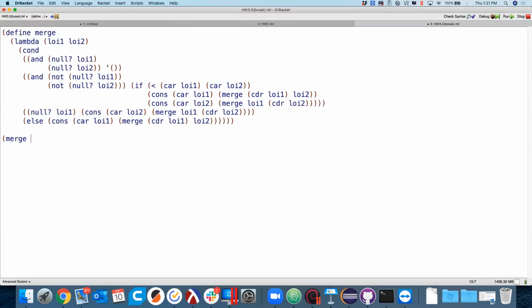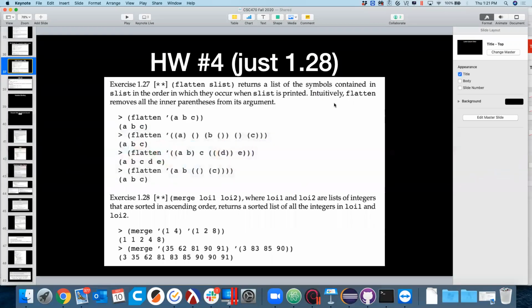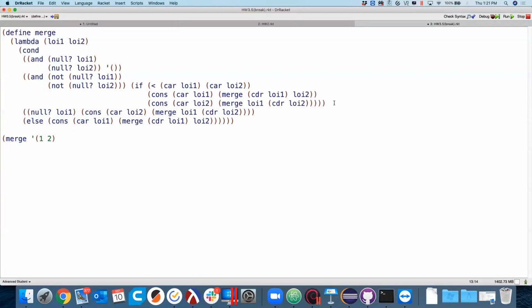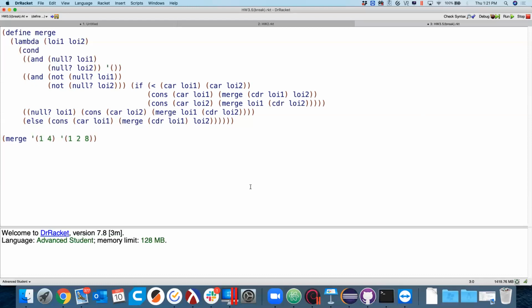So that if we call merge on the list 1, 2, what was our example here? 1, 4, 1, 2, 8. We get the 1, 1, 2, 4, 8.